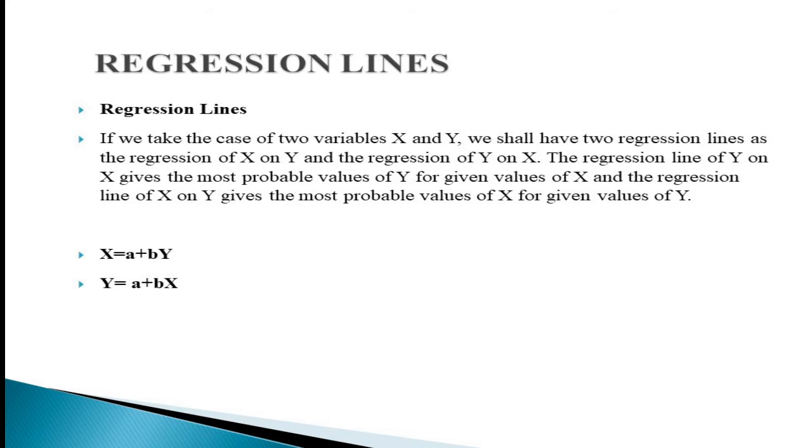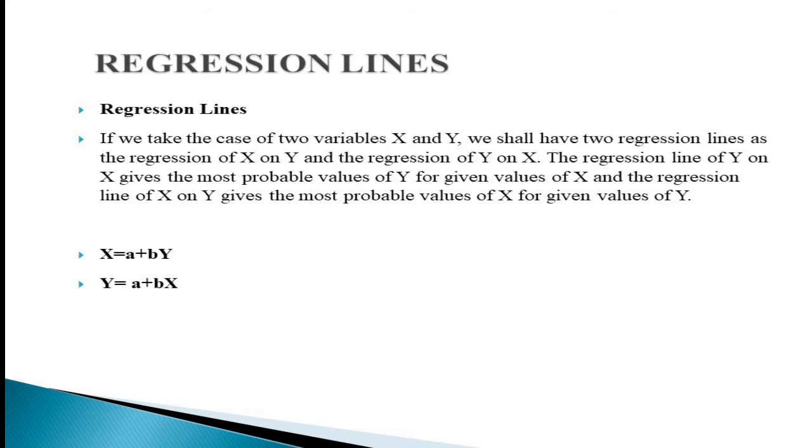If there are two variables x and y that we normally study, there will be two regression lines, x on y and y on x. So here you can see two equations. x is equal to a plus b y.